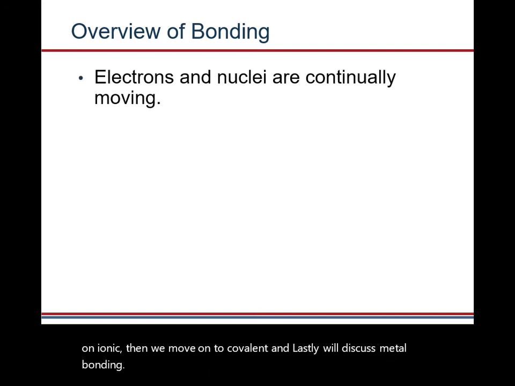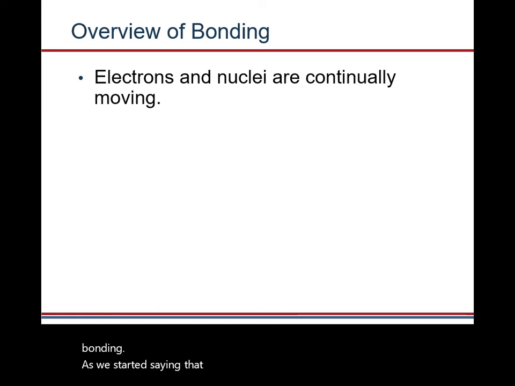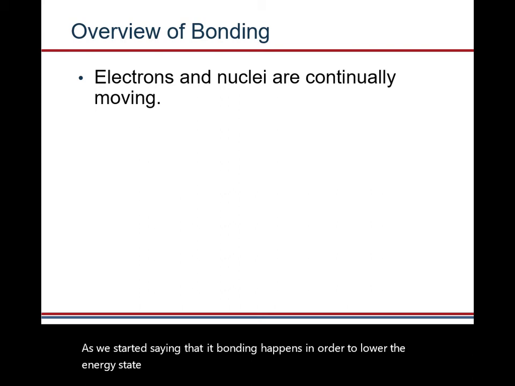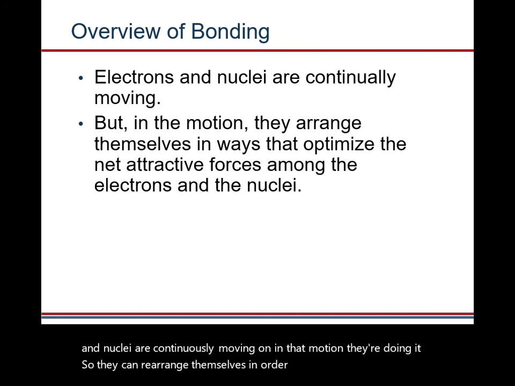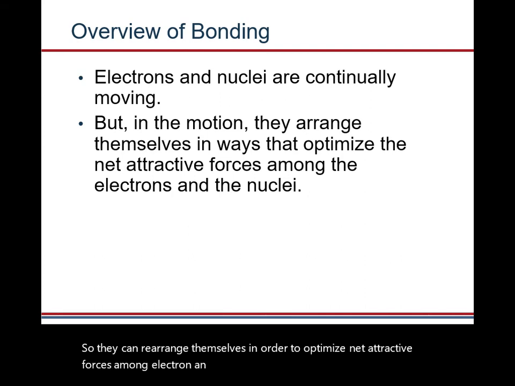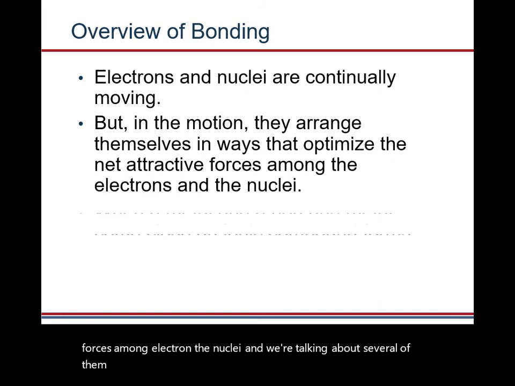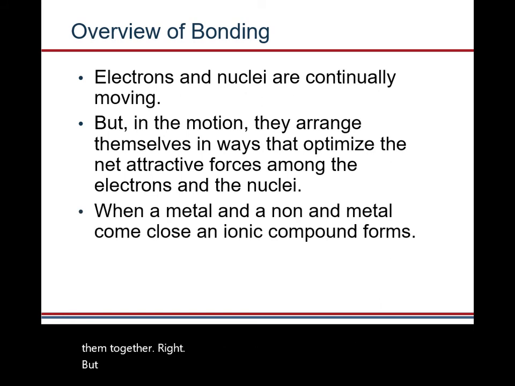As we started saying, bonding happens in order to lower the energy state of particles. If we think about it, you'll see that electrons and nuclei are continuously moving, and in that motion, they rearrange themselves in order to optimize net attractive forces among the electrons and the nuclei. And we're talking about several of them together, right? But when a metal and a non-metal come in close contact, then an ionic bond will form.